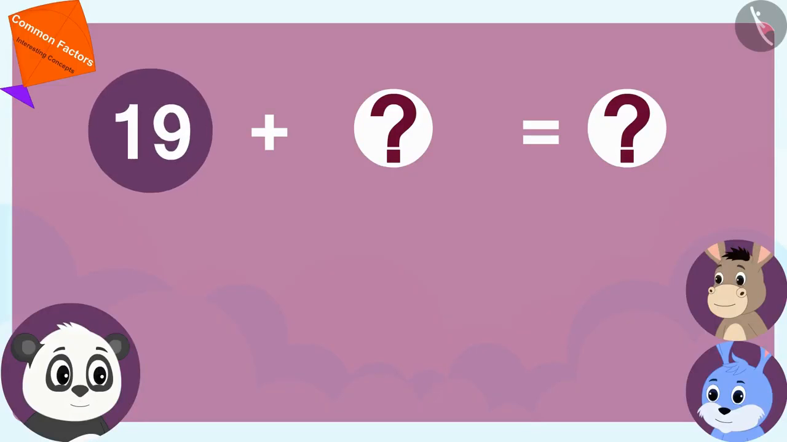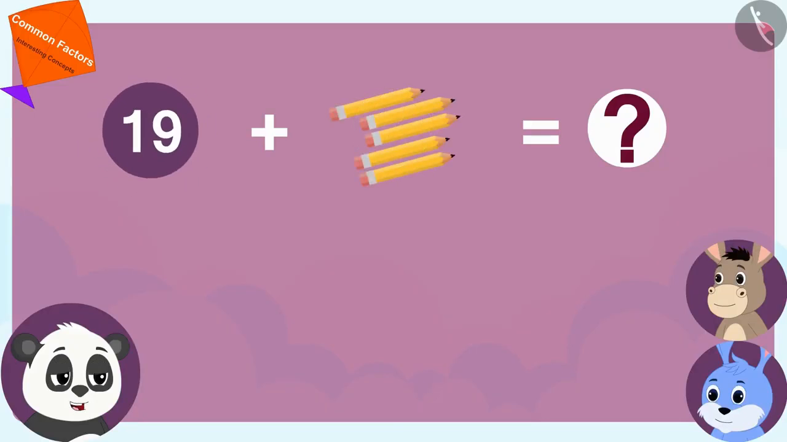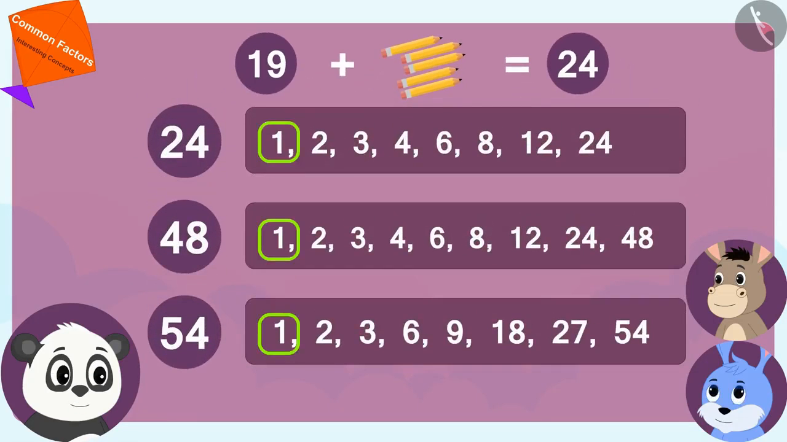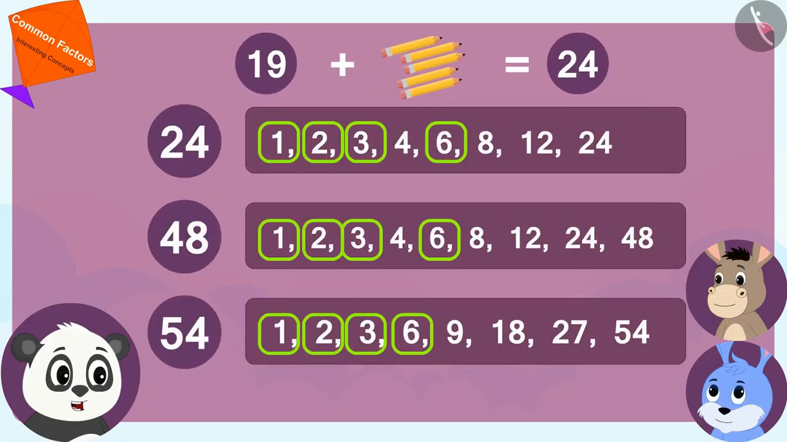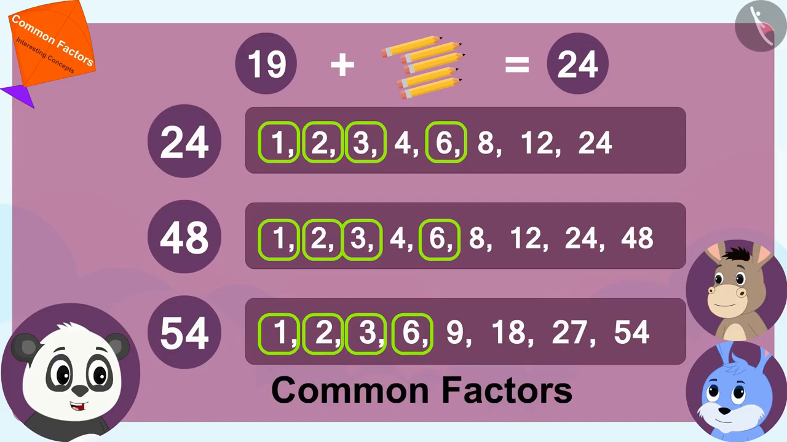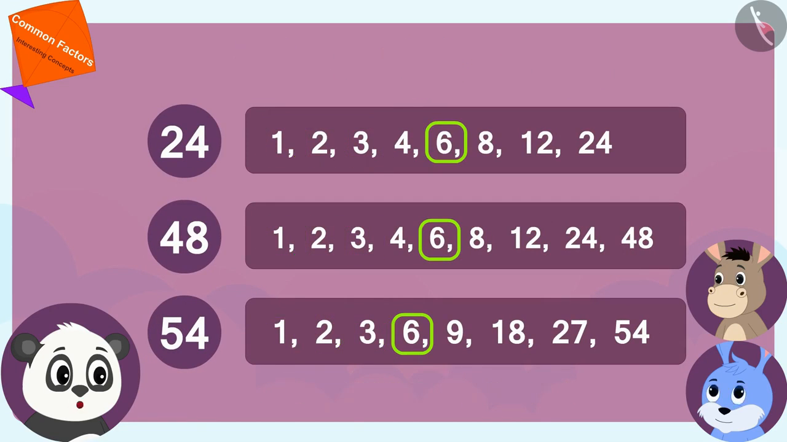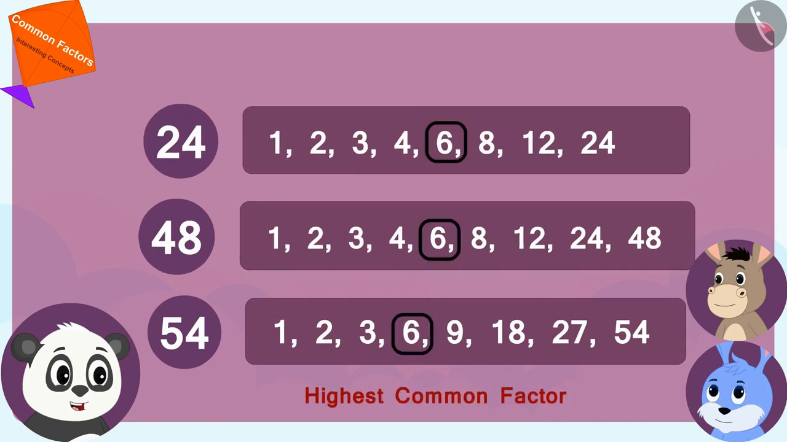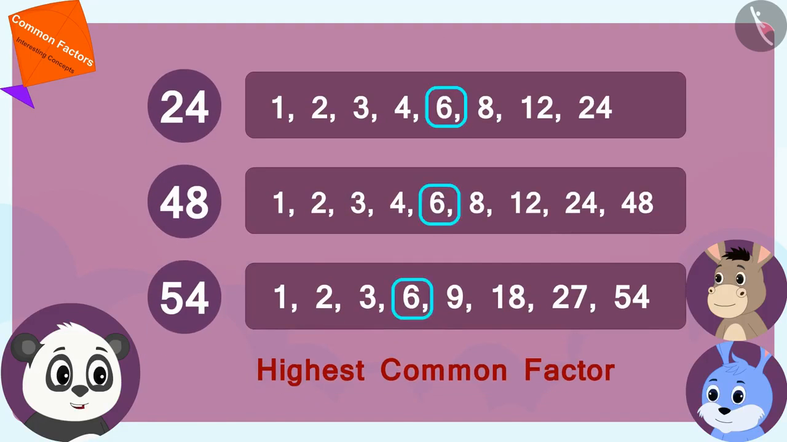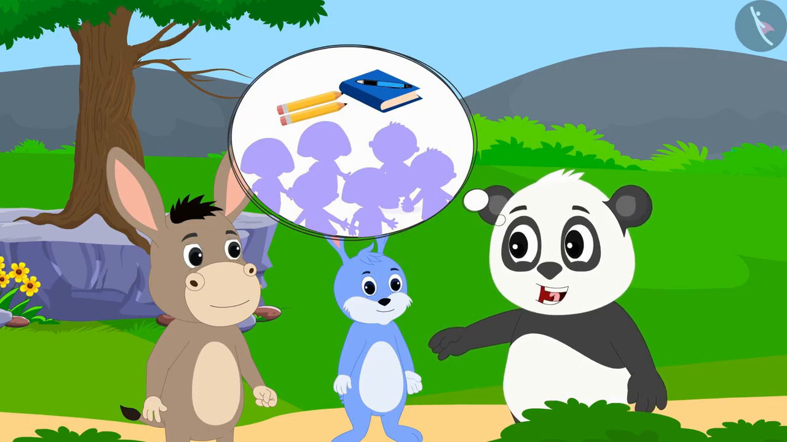Oh wow! If I add 5 pencils to 19, there will be a total of 24 pencils. Here, the numbers 1, 2, 3 and 6 are the common factors of 24, 48 and 54. And 6 is their highest common factor. Therefore, we can distribute these things equally among 6 children.